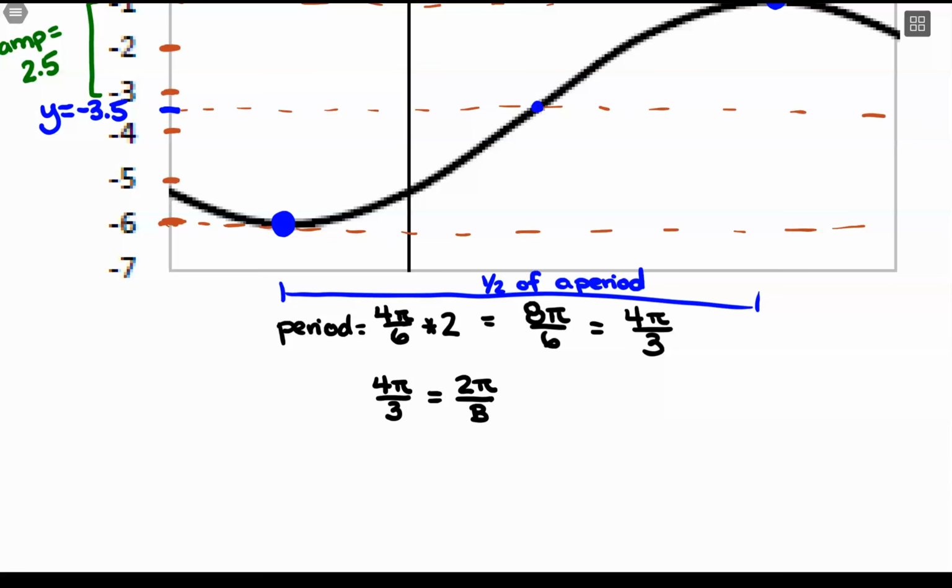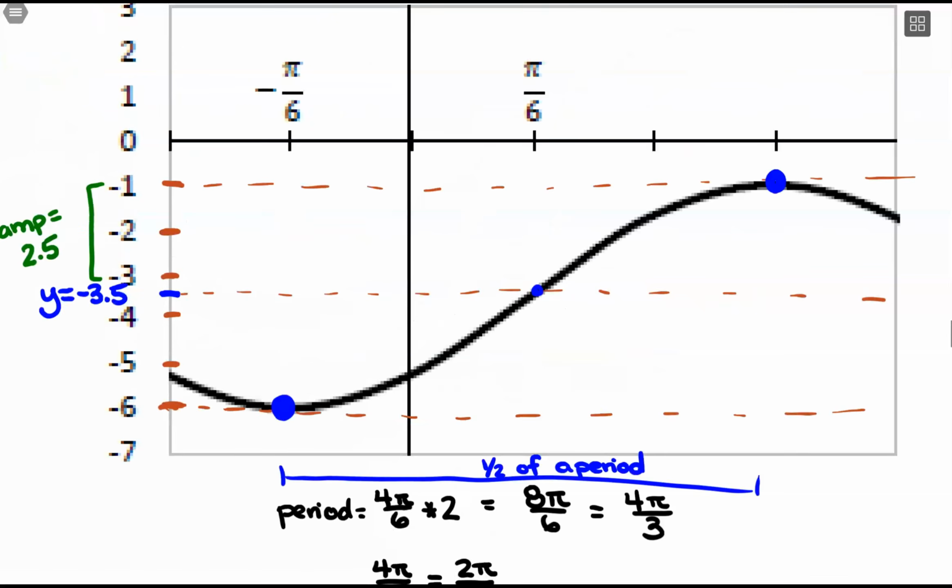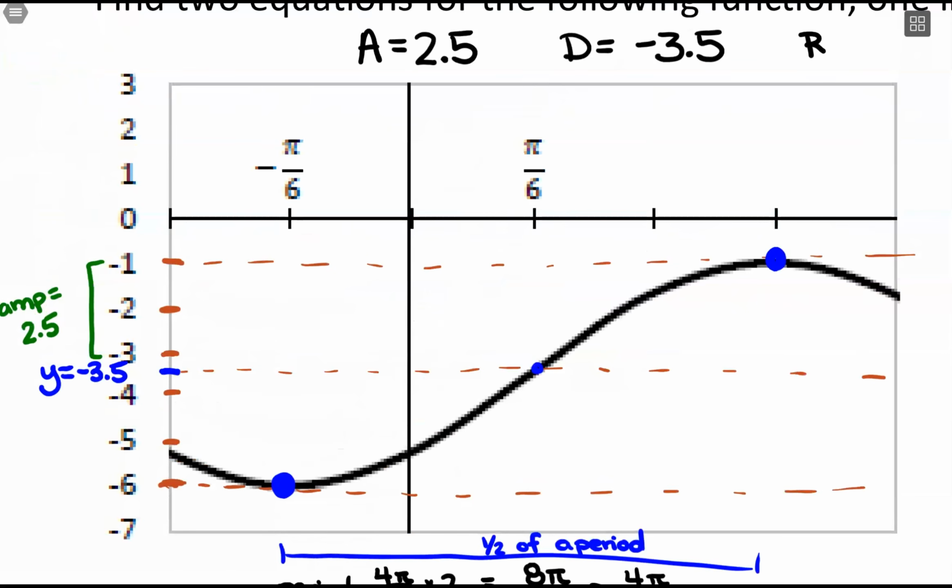I'm going to go ahead and cross multiply. So 4 pi times b is equal to 3 times 2 pi. Divide both sides by 4 pi. So b is going to be equal to 6 divided by 4, so 3/2. Okay. So we have b is equal to 3/2.